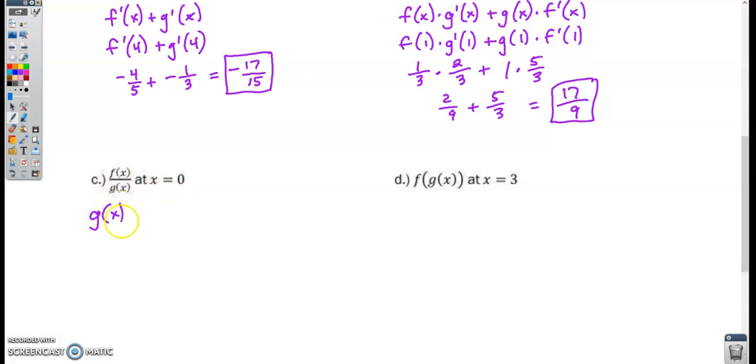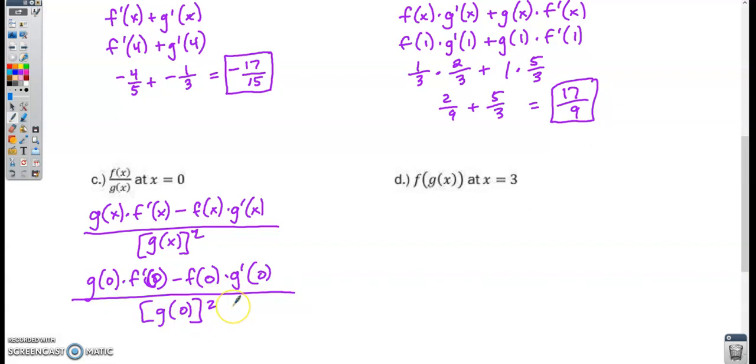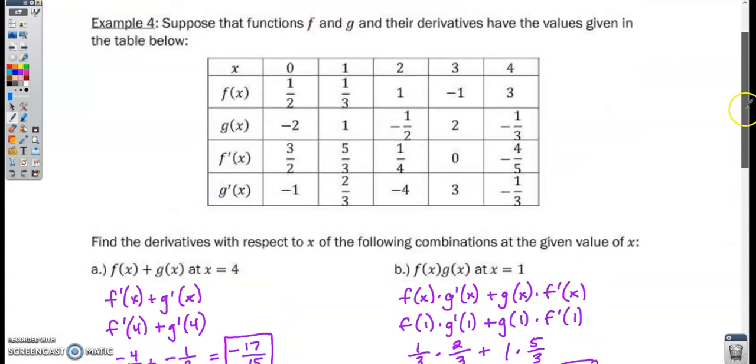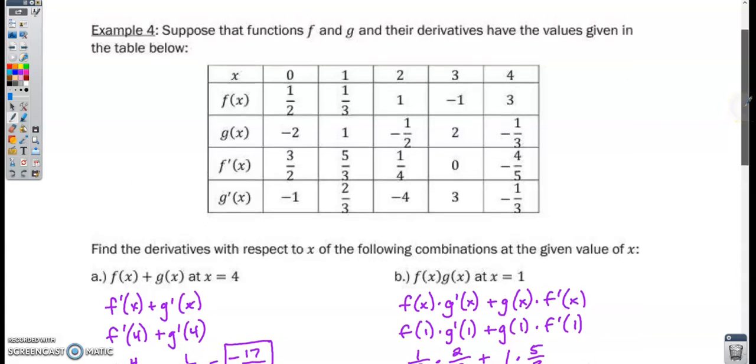So we've got low times the derivative of high minus high times the derivative of low, square the bottom, and away we go. And since we're doing this at 0, we're going to want g of 0 times f prime of 0 minus f of 0 times g prime of 0 all over g of 0, the quantity squared. So we need all these values for 0. So I'm just going to jot those down off to the side here.